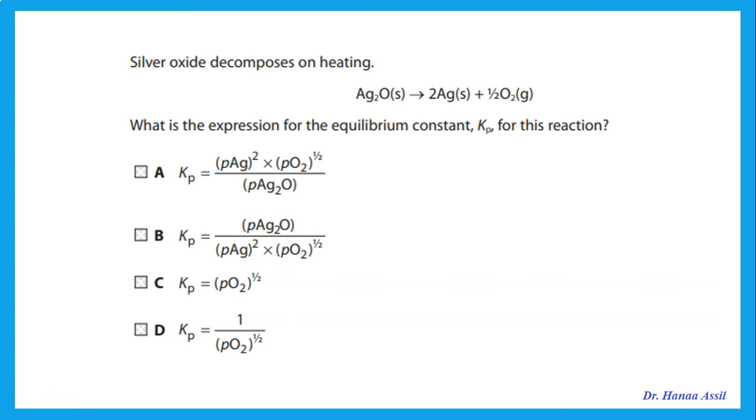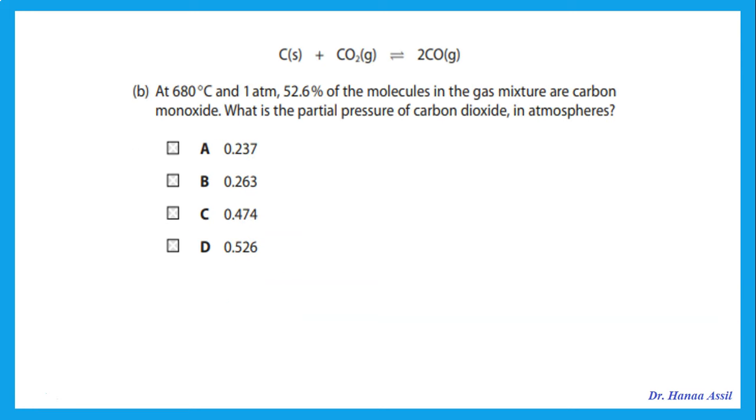So if we have this, what is the expression for Kp for this reaction? If we have any solid, we don't include it. So it is just what? It is the partial pressure of oxygen to the power half. We ignore the solids in the equation.